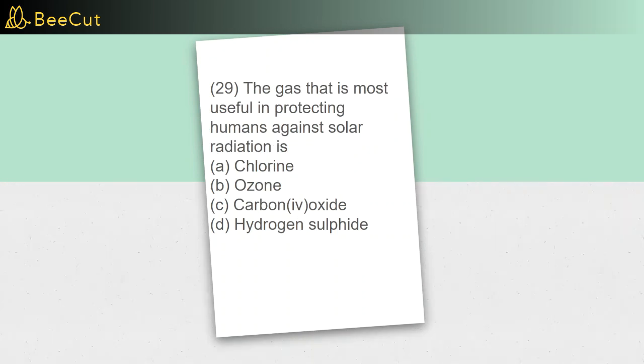The gas that is most useful in protecting humans against solar radiation is A. Chlorine, B. Ozone, C. Carbon dioxide, D. Hydrogen sulfide. The best option is option B, which is the ozone. We call it ozone layer.